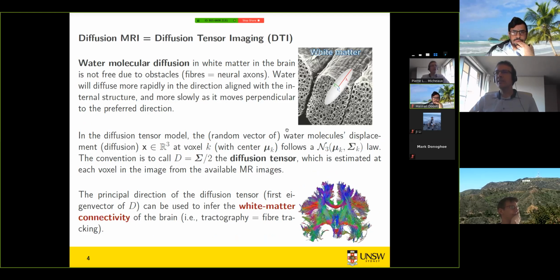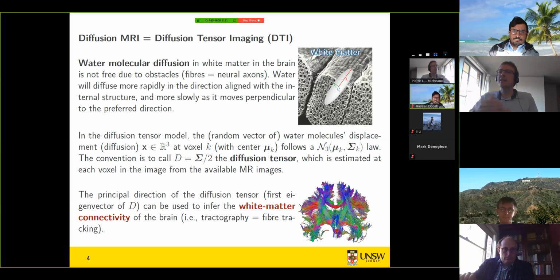So how do you measure this white matter in the brain? Well, these fibers in the brain are surrounded by water molecules, and the water molecules diffuse more easily along the fibers than perpendicular to these fibers. So if you use a scanner, then you can see this water molecule displacement. And then there are some mathematical models to try to model this water molecule displacement. This is not the topic of today.